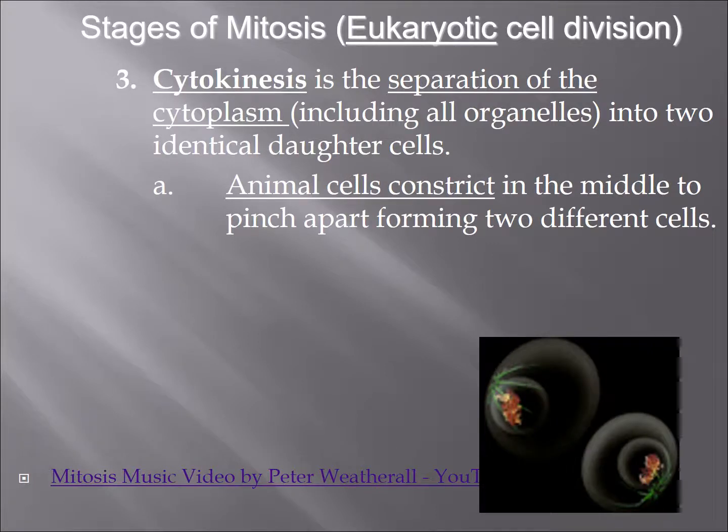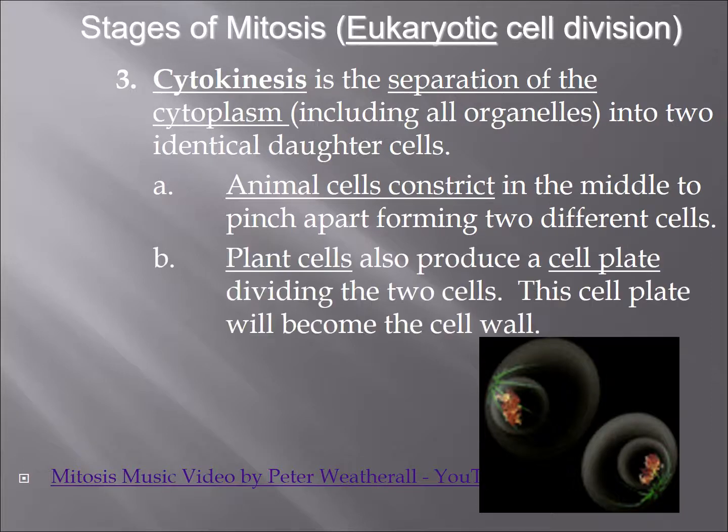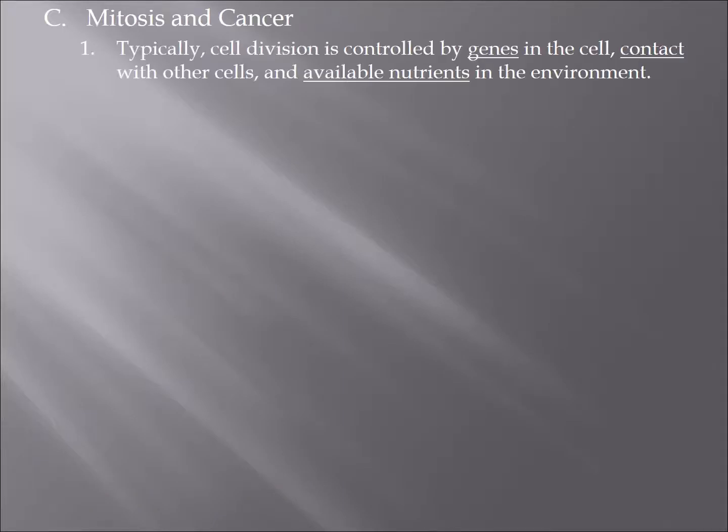Animal cells constrict in the middle to pinch apart, forming two different cells. Plant cells also produce something called a cell plate to divide the two cells, and this cell plate is the beginning of the cell wall. And you will have a chance to look at different mitosis animations and activities in class. Let's talk about how mitosis is involved in cancer.